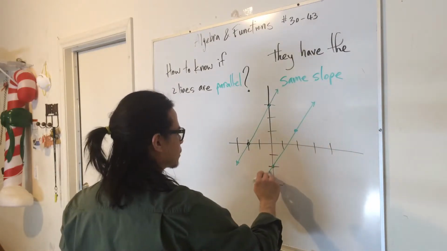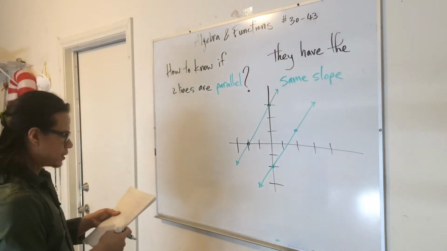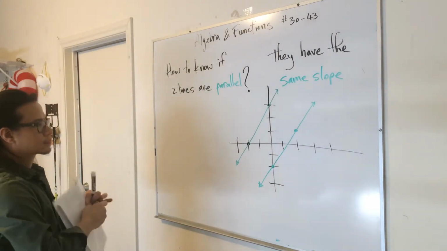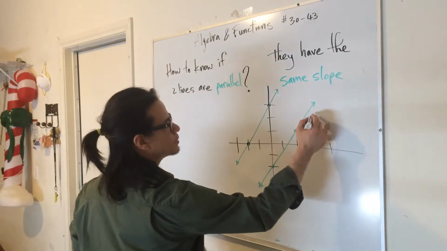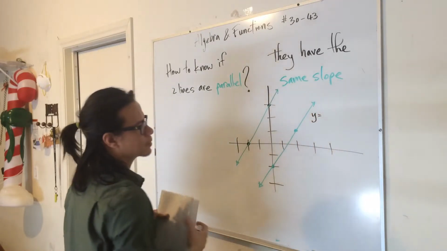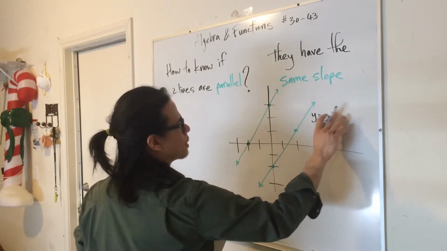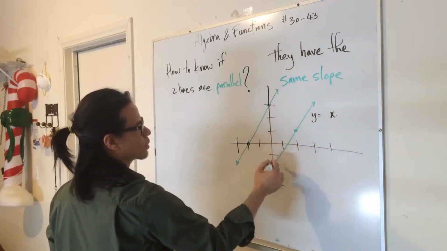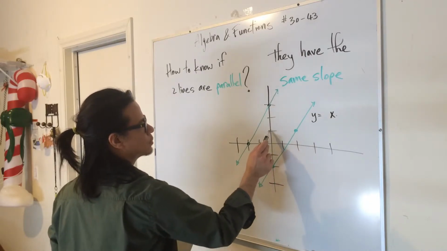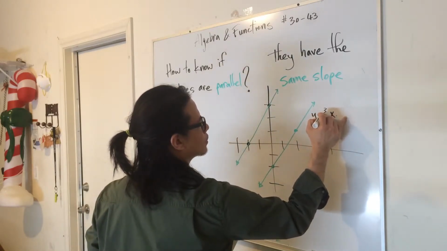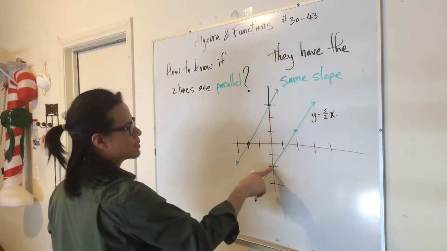It looks parallel, right? Now let's prove that they are indeed parallel. I'm going to find the equation for this line. It's going to be y equals something. Remember, y equals mx plus b. So I'm going to find the slope. Rise is 1, 2, 3. The run is 1, 2. The y-intercept is -2.